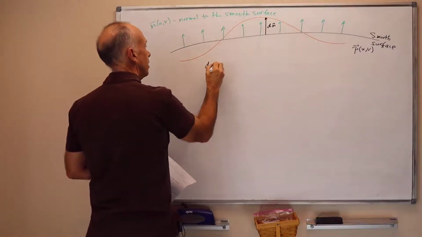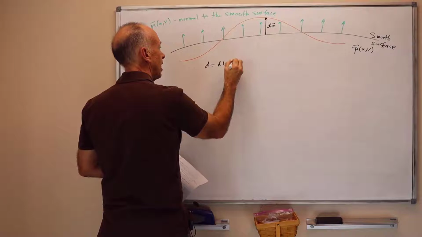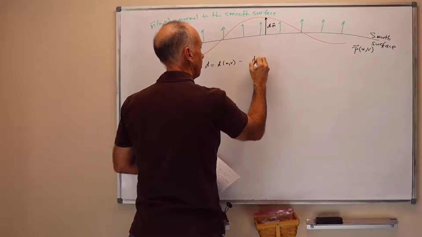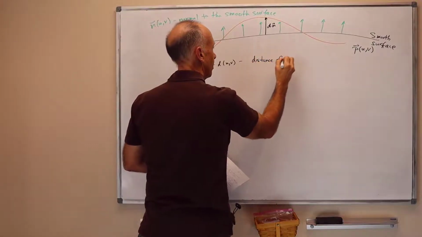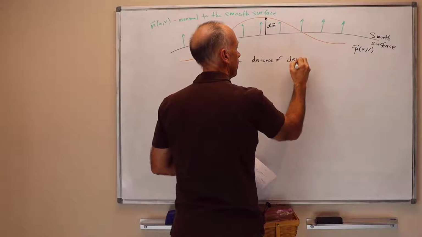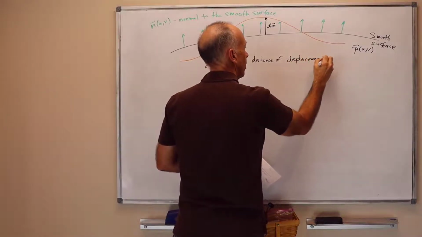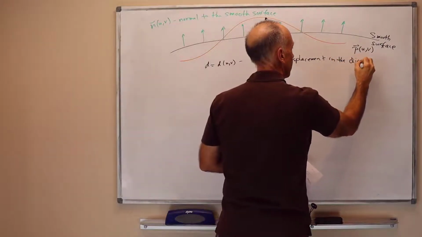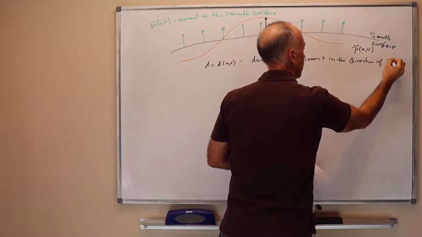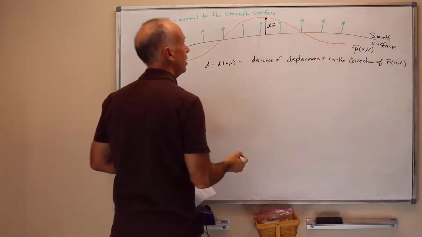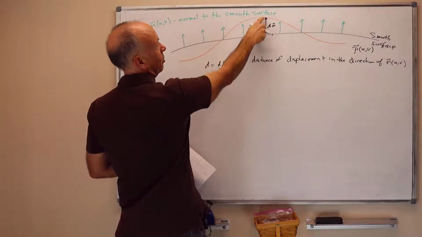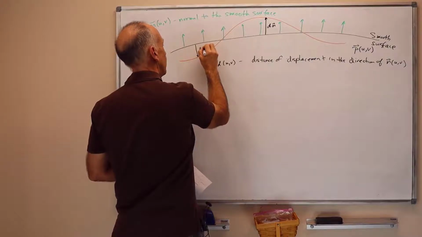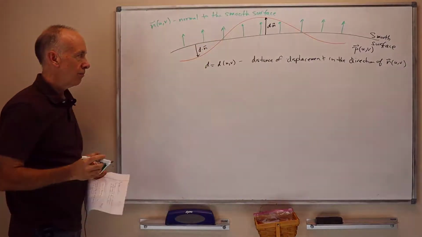So in other words, d is a function of u and v. It's a scalar value. This is the distance of the perturbation, or the distance of the displacement, in the direction of the normal n of u,v. Here, d is positive because we're pushing it up in the direction of n. Here, d would be negative because we're pushing the perturbed surface downward.